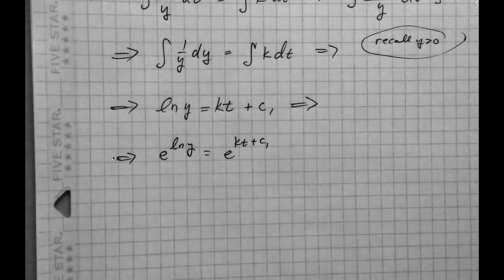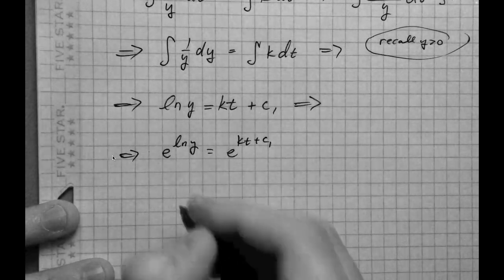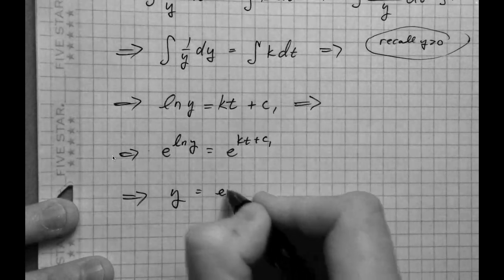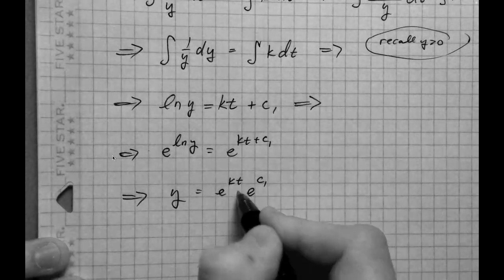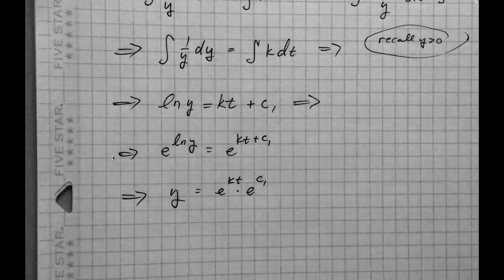And then on this side, e raised to the ln of y is just y. And over here we can break this into two pieces. So remember, if you're adding in the exponent, then you can break that apart and it becomes a product like this.